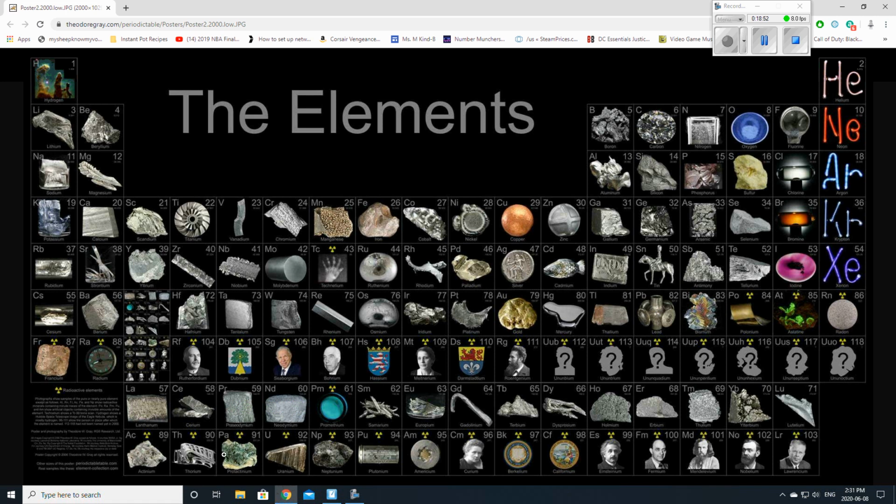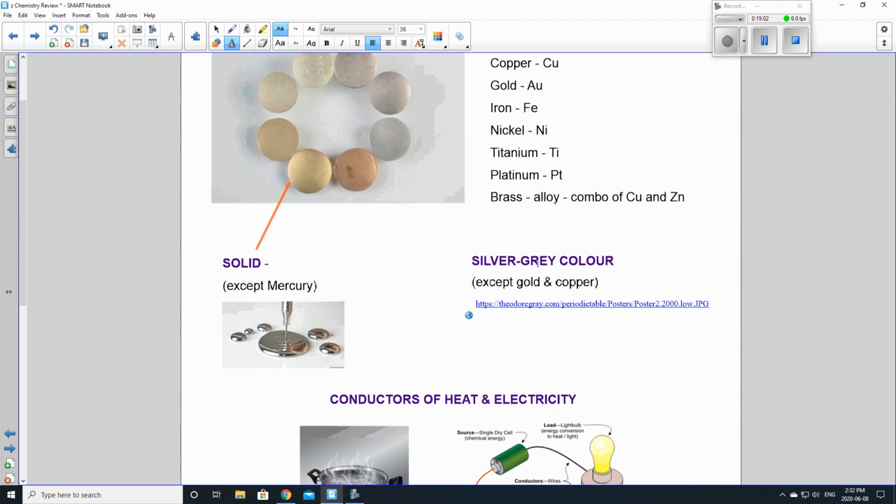Sometimes you find them as mineral deposits embedded in other items. So that might be why it's a little bit of a different color. Okay, so metals are mostly silver gray except for gold and copper.